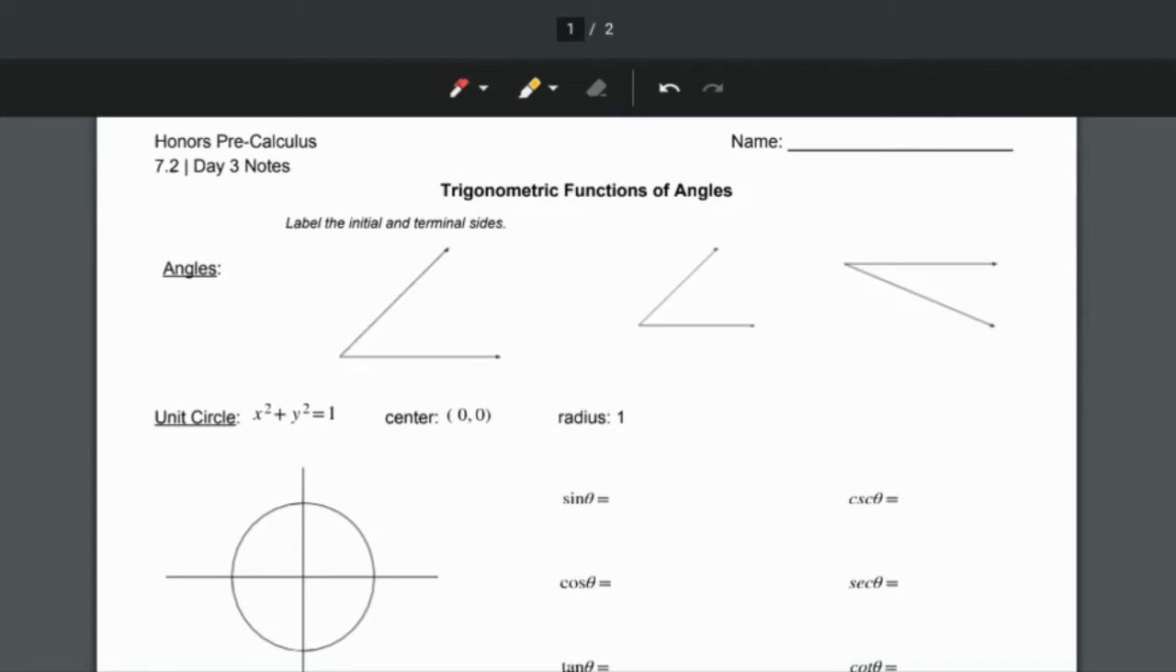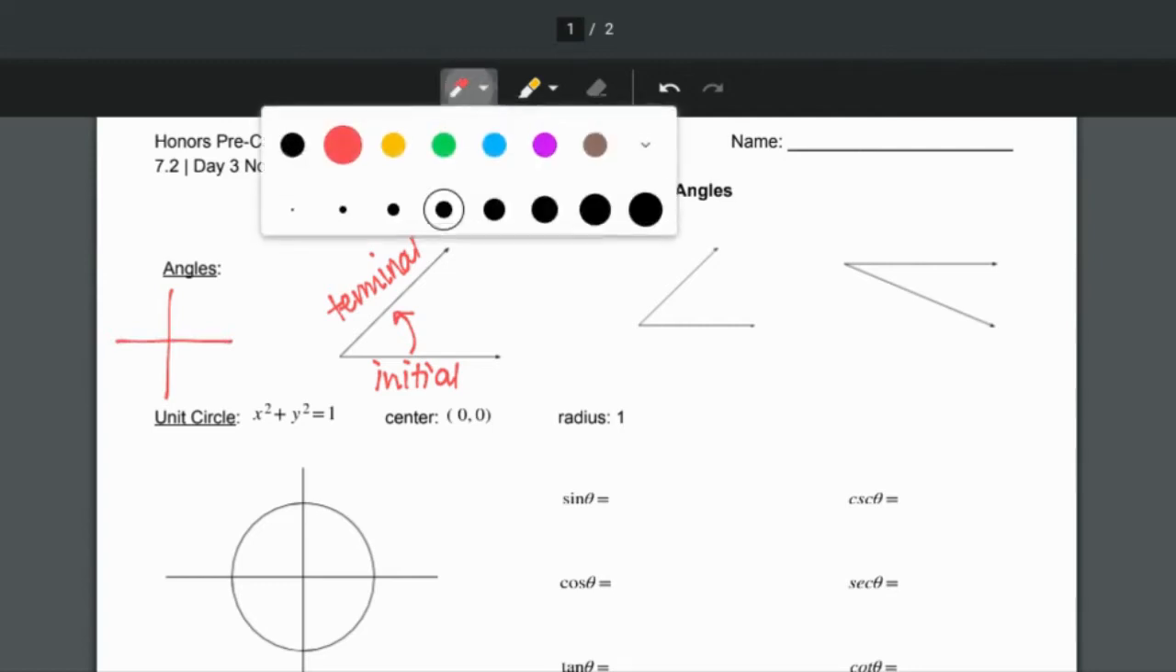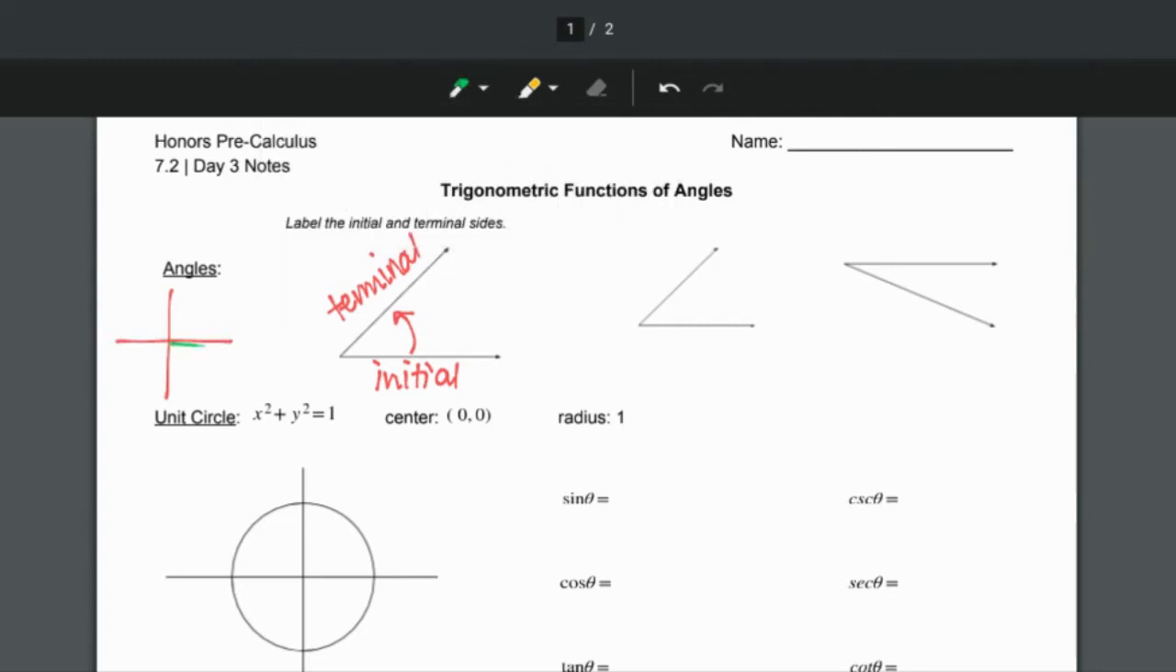We're going to first start by labeling the initial side and the terminal side of an angle. So an initial side is where it begins, and a terminal side is where it ends. Now, typically, if you are looking at a coordinate plane, the initial side will be on the positive x-axis, and it can either open upwards or downwards.